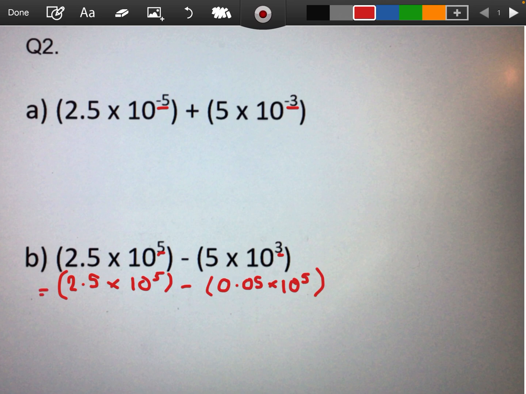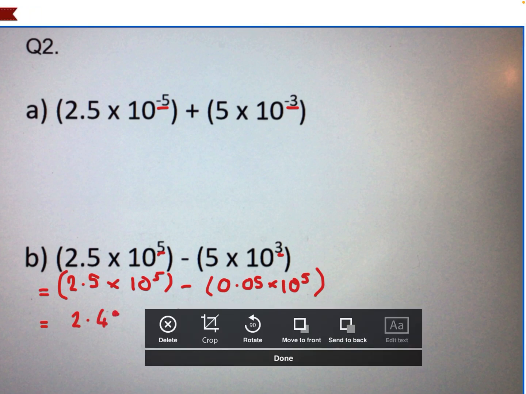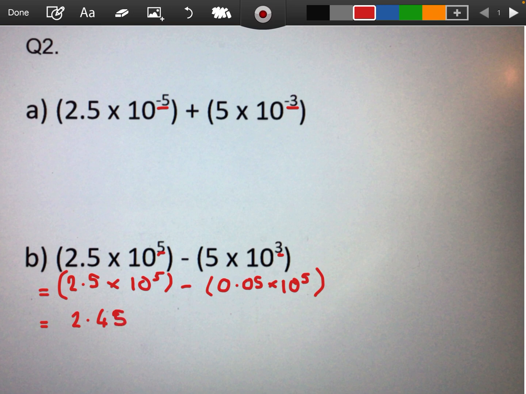So now they're in the same power, we can very simply just take away the 2.5 and the 0.05, okay? If you imagine that as 2.50, we'd end up with 2.45 when we take it away. Oh, sorry about that. And then that's times 10 to the power 5, okay? So we make it the same as the largest power, then we can just take away the actual numbers and the power won't change, okay? Check our answer is in standard form. Yes, it is. Therefore, we've got nothing to do, okay?